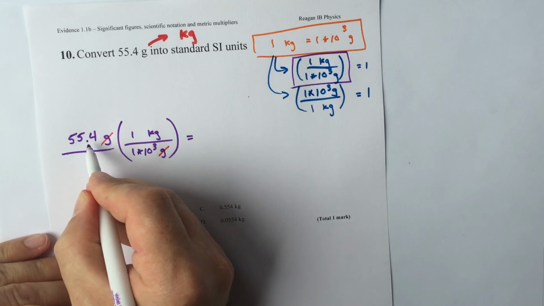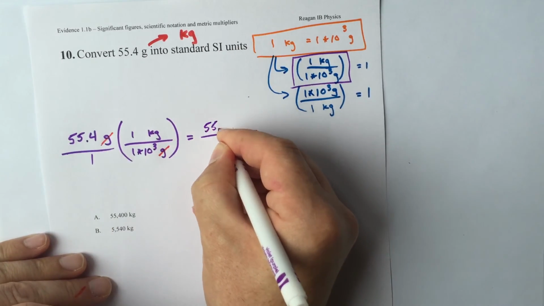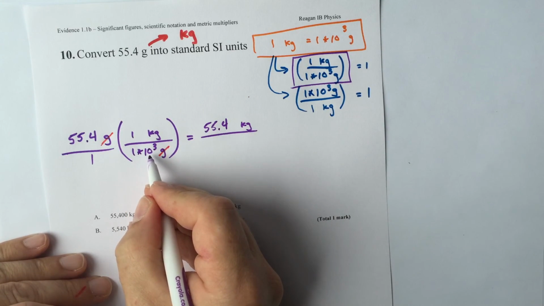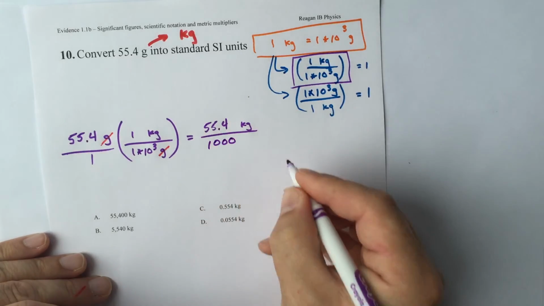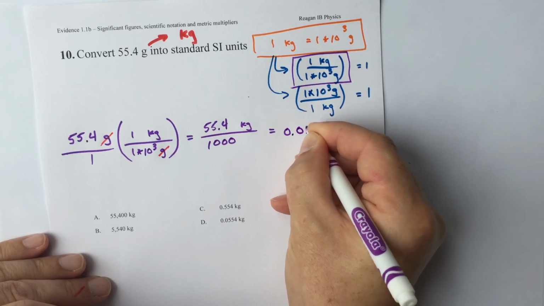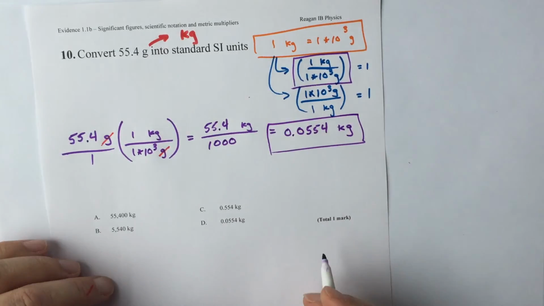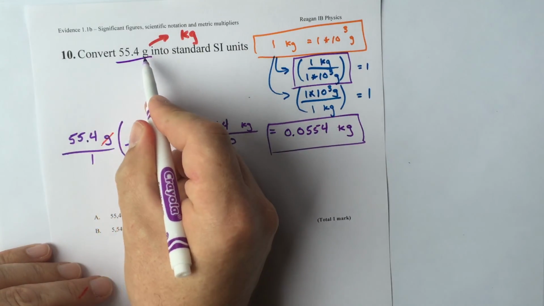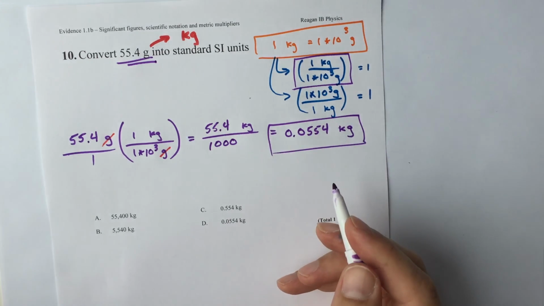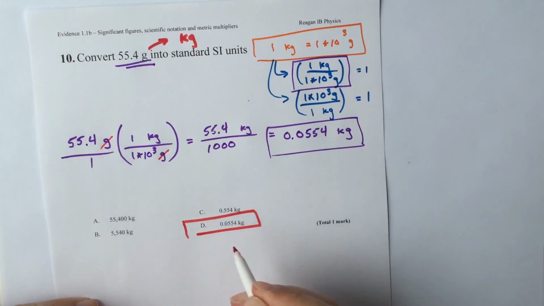So I just multiply across to find the new numerator. 55.4 times 1 is 55.4. I have kilograms up here. 1 times 10 to the positive third is 1,000. I have to divide my numerator by my denominator. I get 0.0554, and my units are kilograms. So 55.4 grams is equal to 0.0554 kilograms. Rock on.